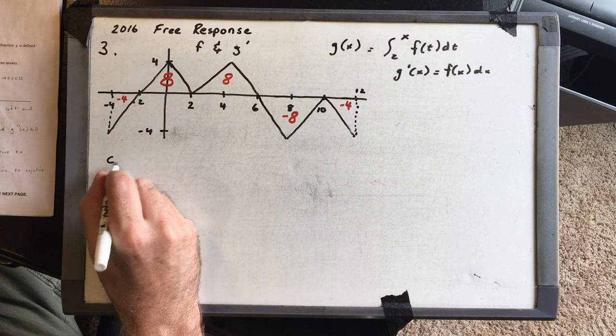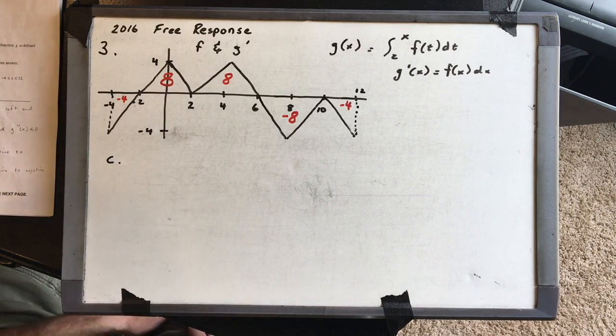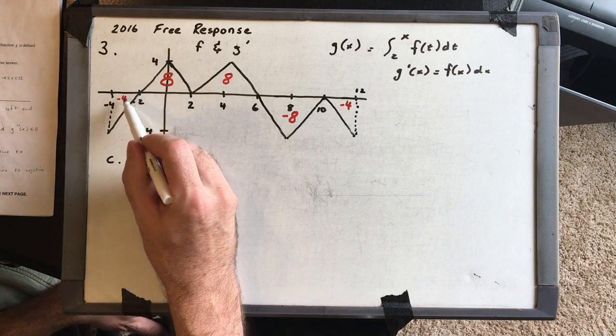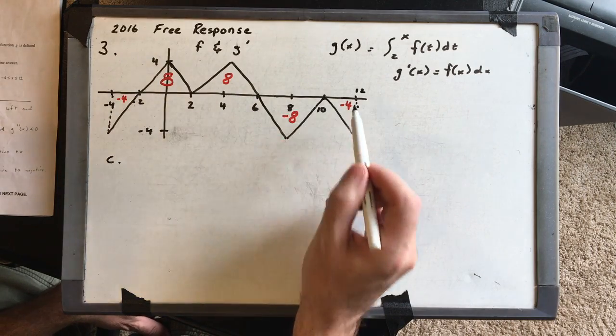All right, part C. The question says, find the absolute minimum value and the absolute maximum value of g on the interval from -4 to 12 and justify your answers. Let's go ahead and give the justification first, and then we'll do the math. And the math's going to involve all these areas here.